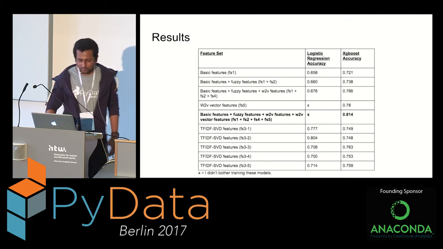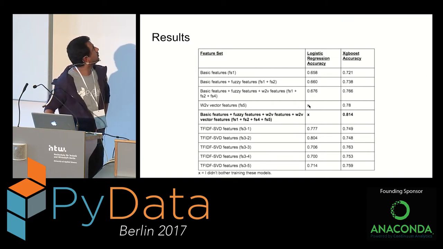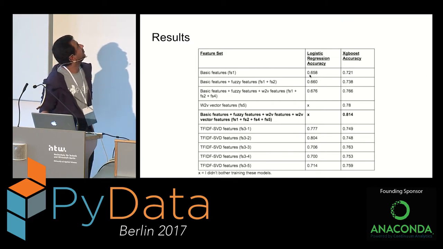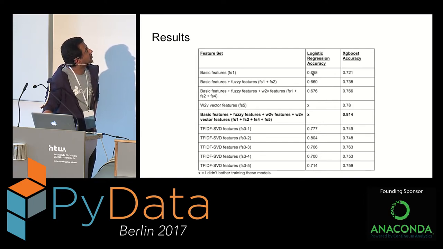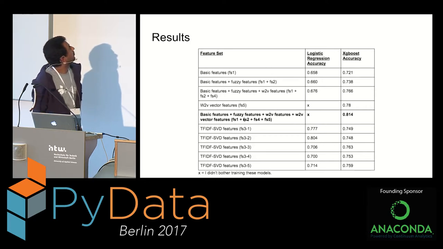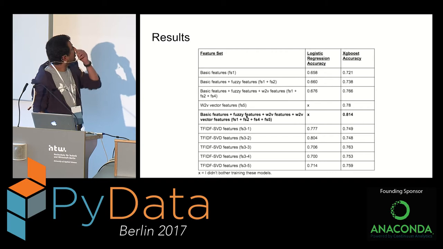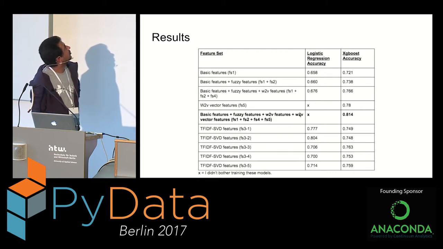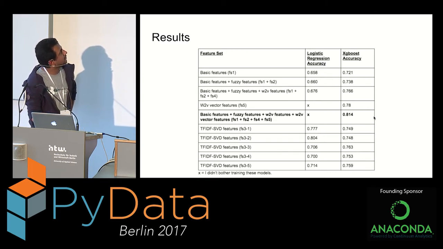So these are some of the results here. Started with the very basic features, we have an accuracy of 0.658. And it keeps on increasing as you keep adding more and more features. The basic features, fuzzy features, word2vec features, and raw word2vec vectors gave 0.814 accuracy using XGBoost.